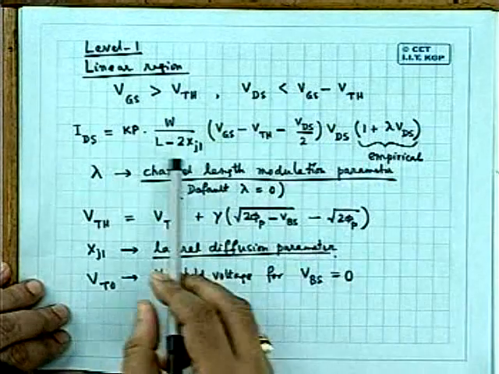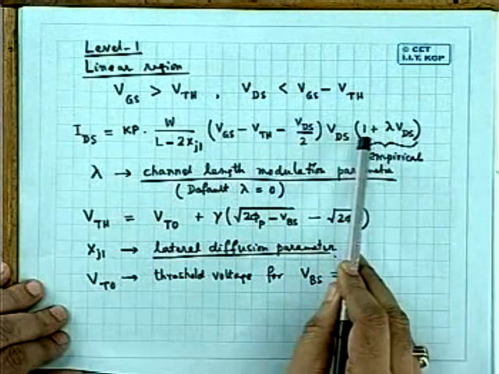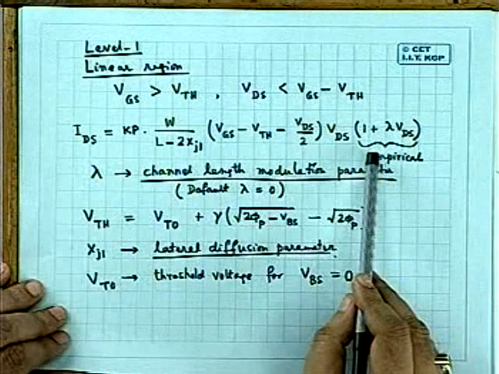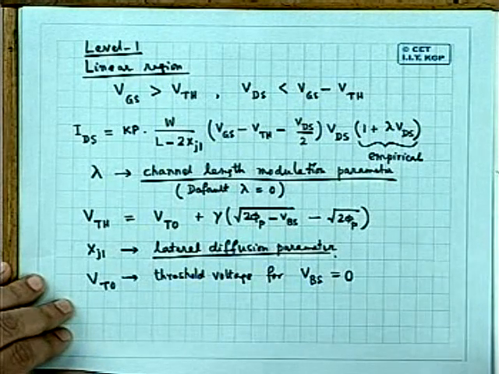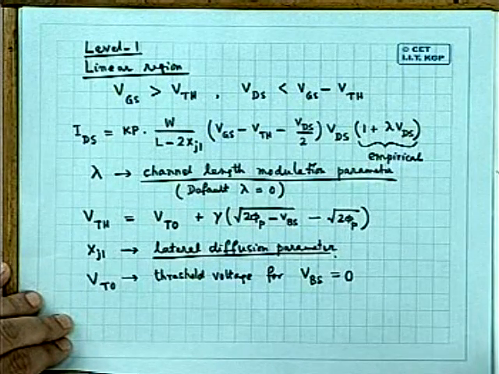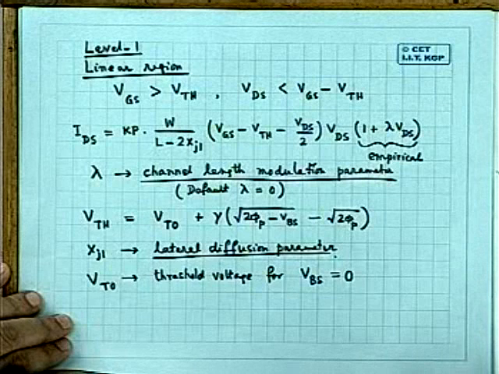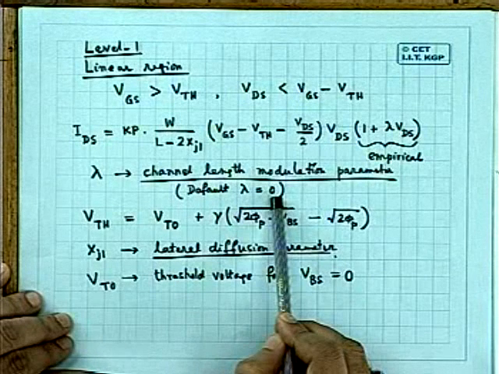In linear region, you see that it is the same expression, only modified by this multiplier term 1 plus lambda VDS to account for the channel length modulation with VDS. So lambda is a parameter which is a channel length modulation parameter. Its default value lambda equal to 0 means neglecting the channel length modulation. It is valid for very long channel devices.